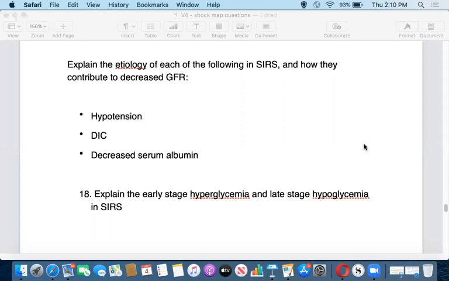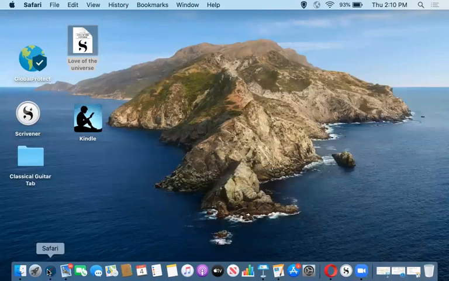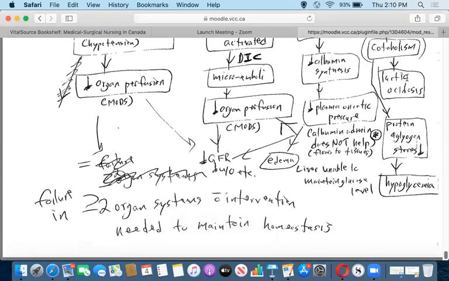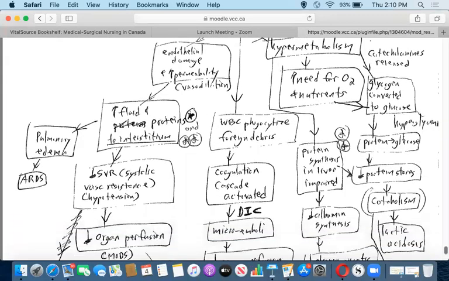18, again, another nice summary here of something we talked about before. If you're wondering where I'm getting this from, or you want to get it from the textbook, I also put it in the concept maps right here. So early on, you are converting glycogen to glucose because you have major metabolic needs going into the stress response. Blood sugars go up.